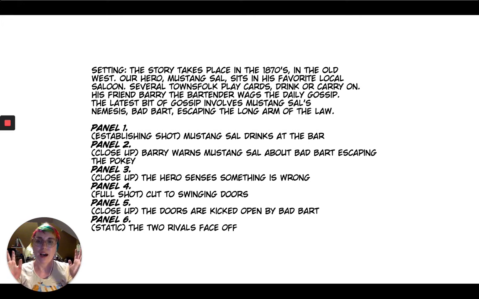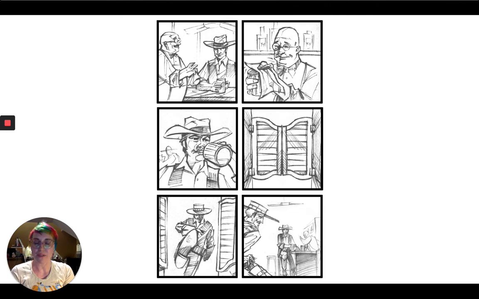So I need to go from this script to images. I have 6 panels divided up, looks like a page. Each panel is just drawn as it was described. So we have him sitting at the bar, the bartender tells him the news, he senses something wrong, there's the door, it's kicked open, there's Bad Bart. Oh no. And it looks pretty good, it's fun to read, it's alright, but it could be better.